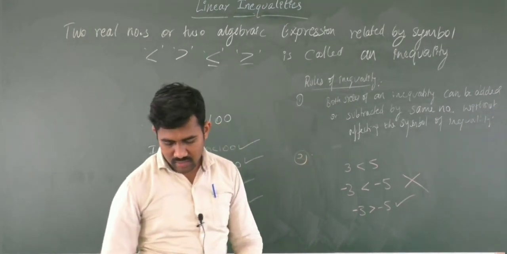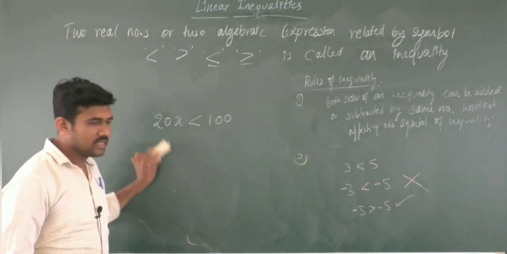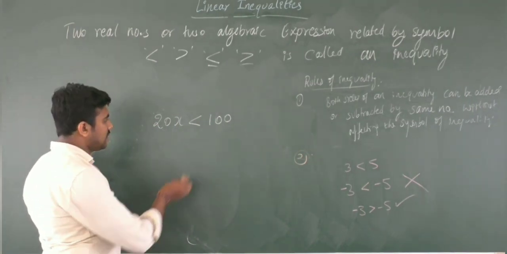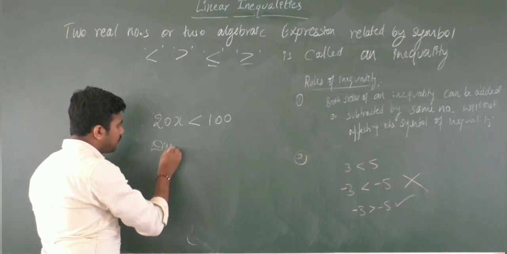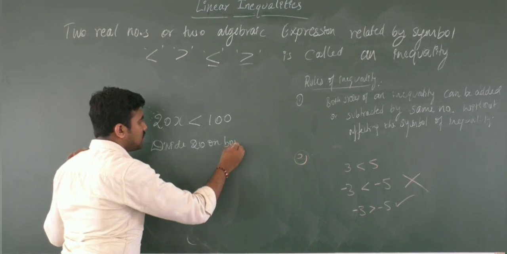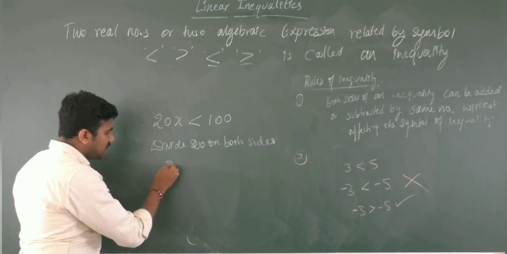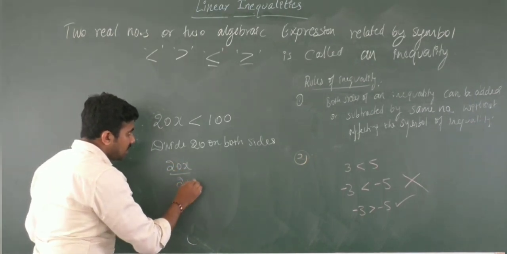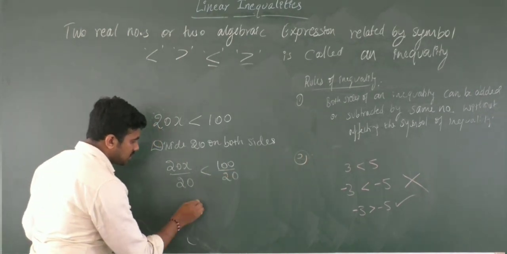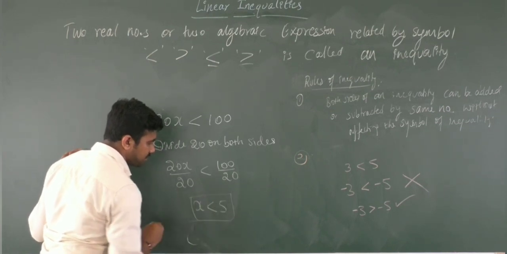See here the first case we have 20x less than 100. So we have to solve this inequality. How to solve it? First we will divide 20 on both sides. Then what will we get here? 20x by 20 less than 100 by 20. That is nothing but x is less than 5.